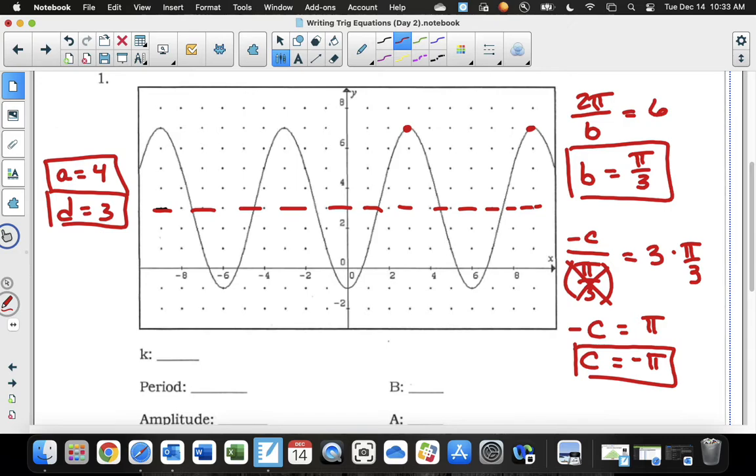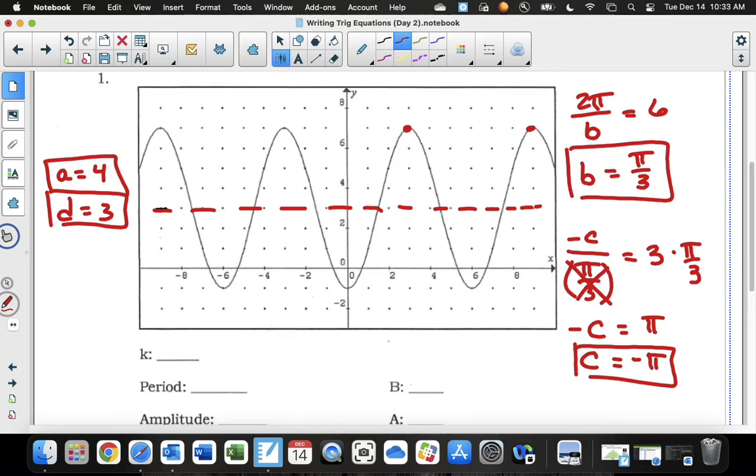Here? Is that what you're talking about? No, I just multiplied by the denominator to clear the fraction. That's all. I just multiplied both sides by pi over 3 to clear that, to get the denominator out of there. So now we have a, b, c, and d.